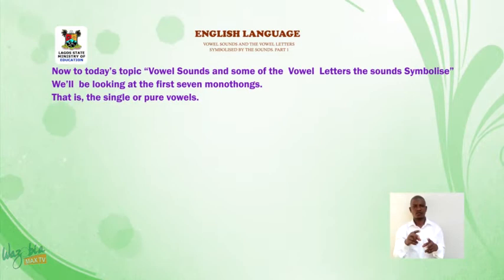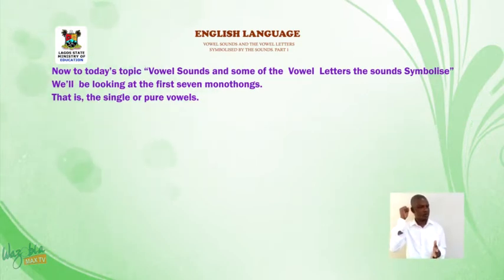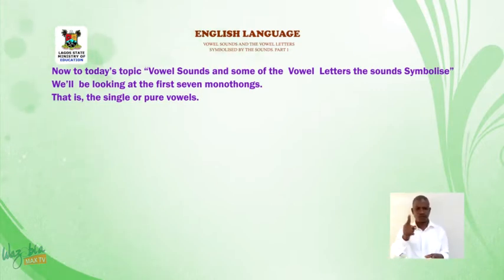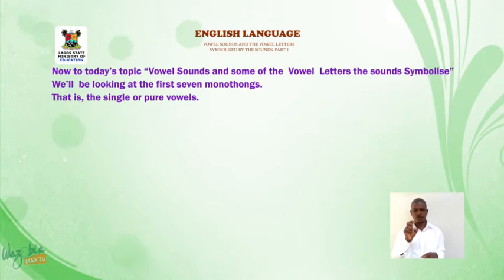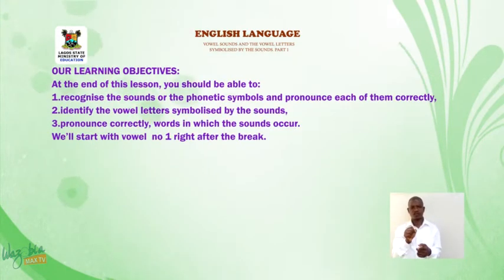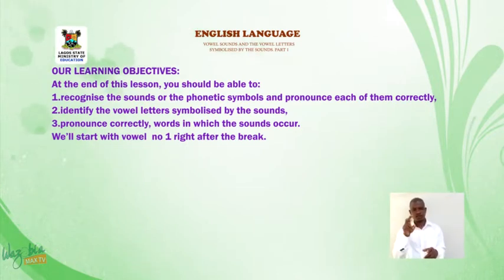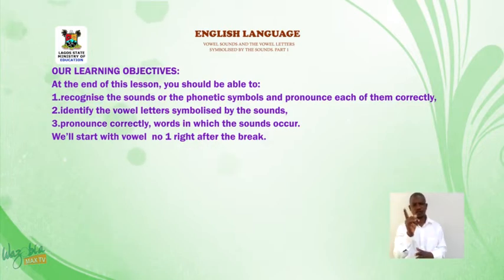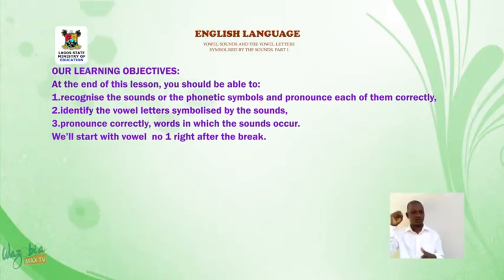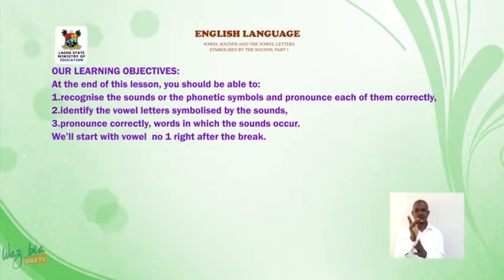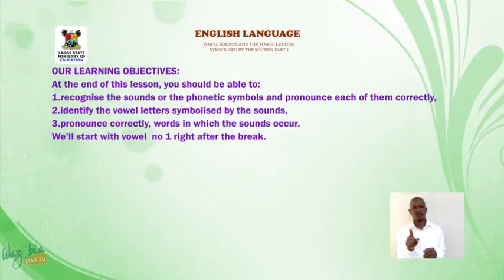Now, to today's topic, vowel sounds and some of the vowel letters the sounds symbolize. We'll be looking at the first 7 monophthongs, that is, the single or pure vowels. Our learning objectives. At the end of this lesson, you should be able to: 1. Recognize the sounds or the phonetic symbols and pronounce each of them correctly. 2. Identify the vowel letters symbolized by the sounds. 3. Pronounce correctly words in which the sounds occur. We will start with vowel number 1 right after the break.